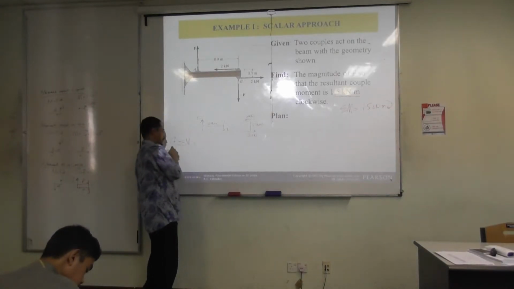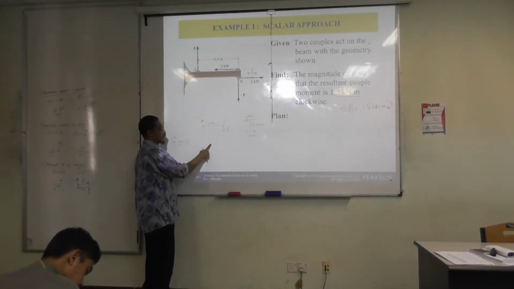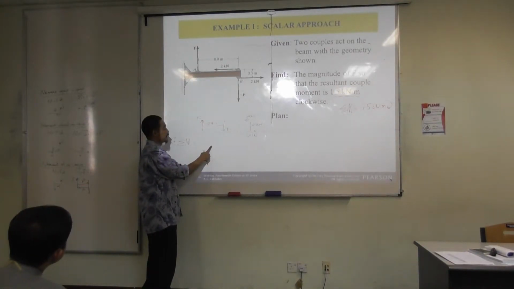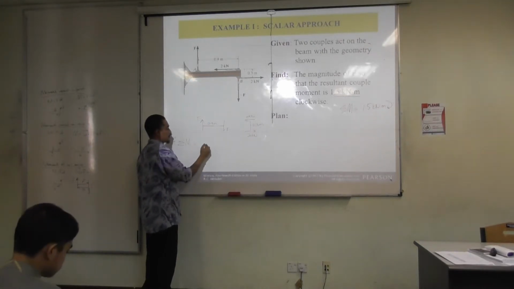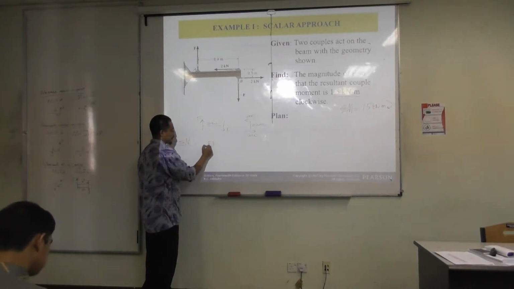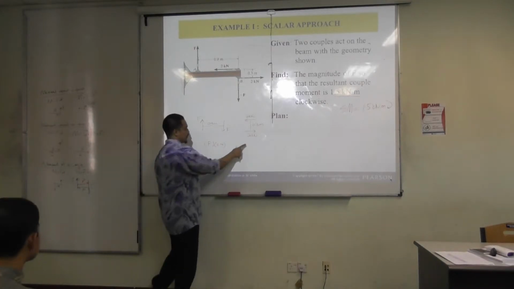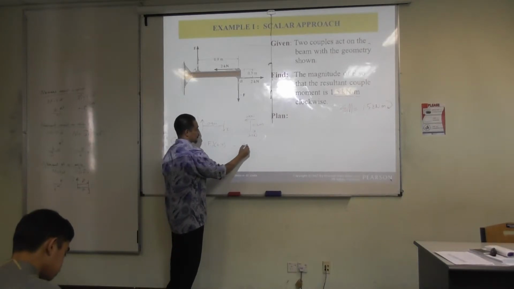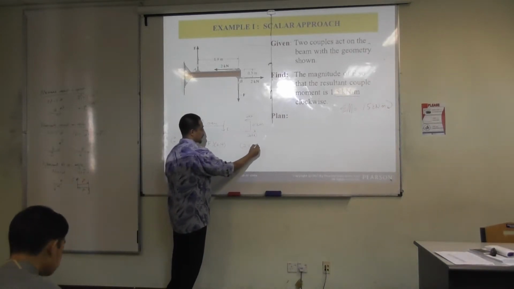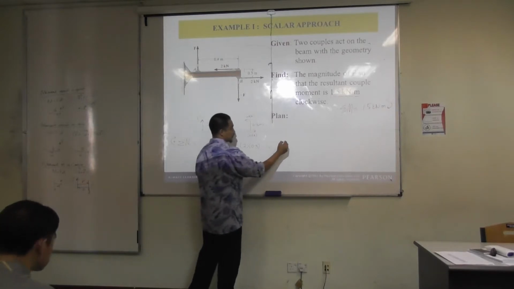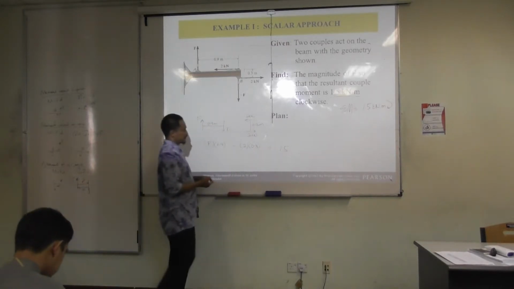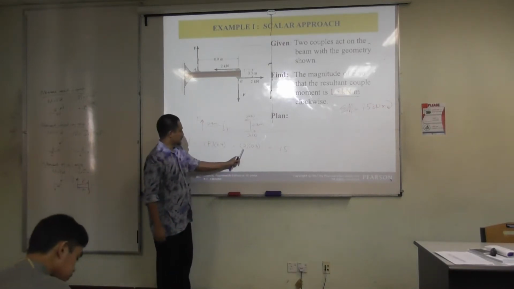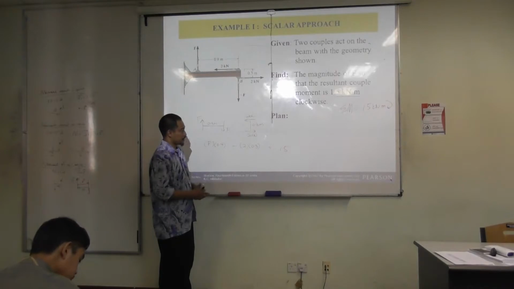So if you take clockwise as positive, will this be positive or negative? Positive. Why? It's clockwise, right? So you have F times 0.9. Is that positive or negative? Negative. 2 kilonewton times 0.3 equals 1.5, right? Make sure the unit is consistent, because this is kilonewton meter and this one is kilonewton meter, so it's consistent.